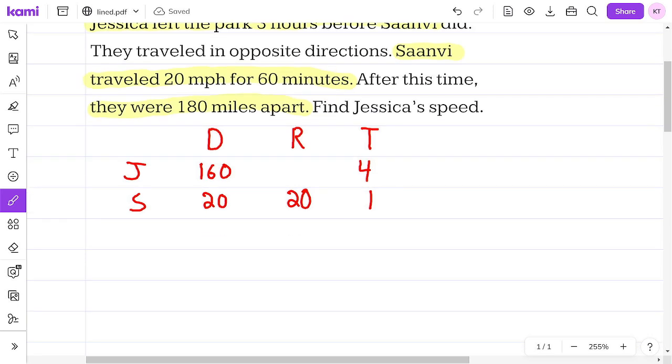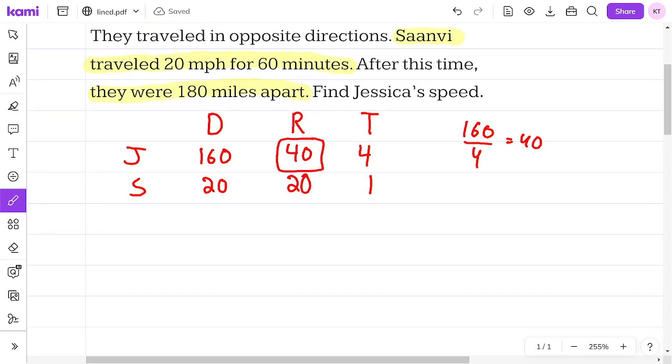And then to wrap things up, all I have to find out is Jessica's rate. And so rate is equal to distance divided by time. So 160 for Jessica's distance divided by her time, which is 4, would give me 40. So Jessica's rate is going to be 40. And so that's Jessica's speed. And now important thing as always is we want to make sure we put our units. So Jessica's speed is going to be 40 miles per hour.